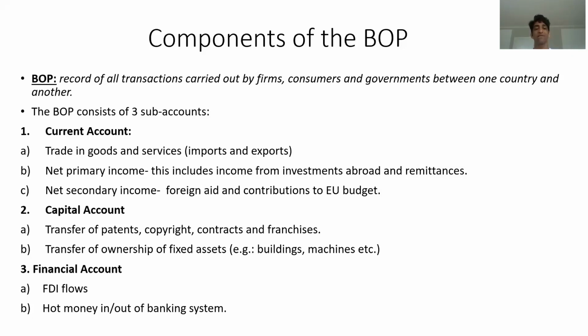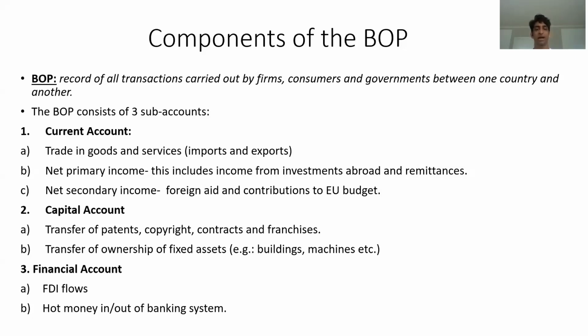In addition, we also have the FDI flows. So that would be if a foreigner invested into the production of building a new factory in the UK, that would be an FDI inflow into the UK financial account. Next, we also have the hot money in and out of the banking system. And what that is, let's say a foreigner wanted to save his or her money in a UK bank account. That would be considered an inflow of the financial account.